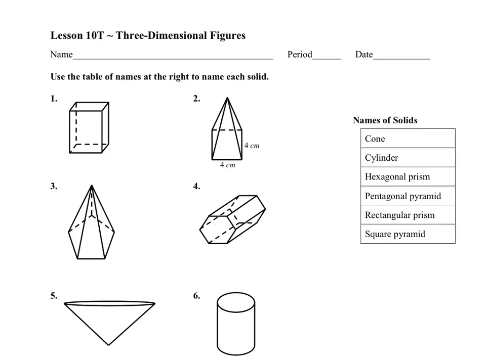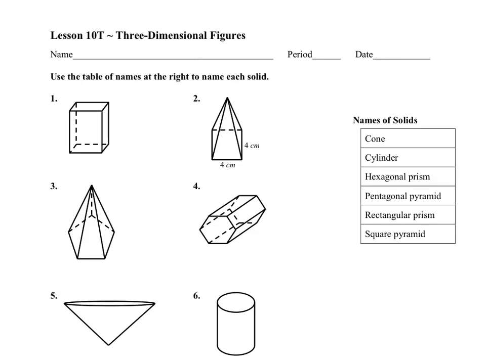I've talked to you about three-dimensional figures already and given you that introduction and what makes three-dimensional figures three-dimensional. I've also talked to you about the difference between sides, faces and bases, and about what edges and vertices are. In this video we're going to talk about naming your three-dimensional figures. For numbers 1 through 6, use the table of names at the right to name each solid.